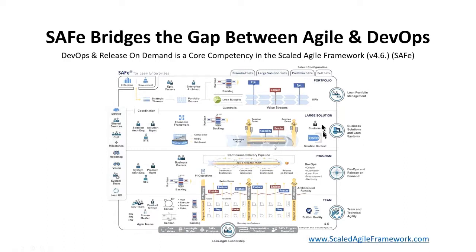You'll see there's a portfolio, large solution, program, and team level. Many just need the program and team level, and that's actually where DevOps lives. So the continuous delivery pipeline and DevOps live in the program level in the Scaled Agile Framework, and SAFe bridges the gap between Agile and DevOps. It brings it all together. And so there's a core competency called the DevOps and Release on Demand core competency in the Scaled Agile Framework. And that's what we're going to be focusing on today.